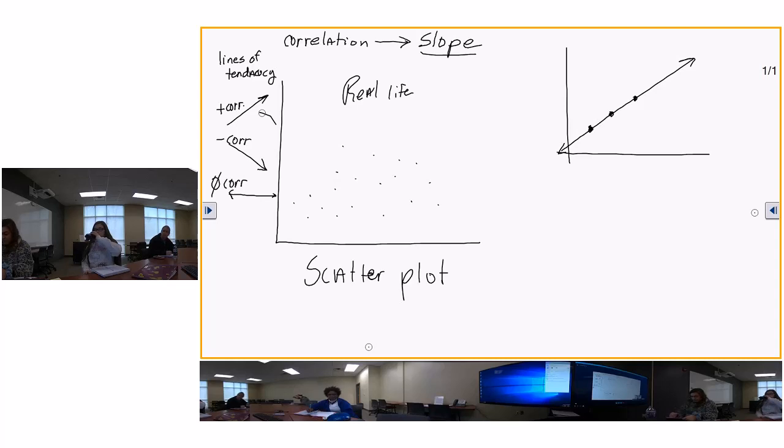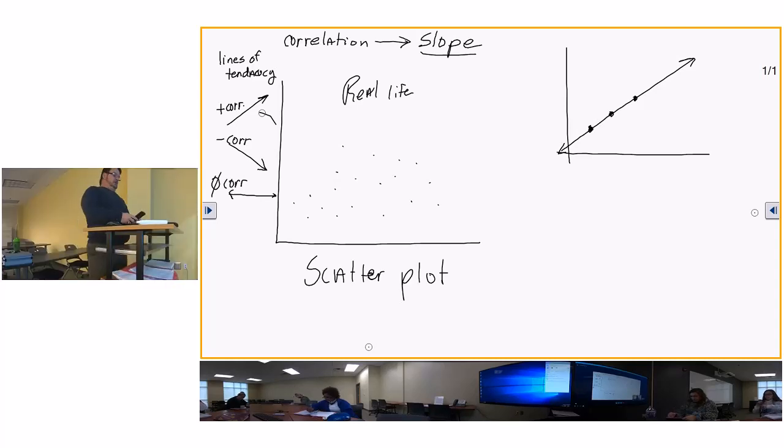Can anybody tell me what the general form of a line is? Do you mean like the formula for it? Say again, I didn't hear. You mean the formula for this? Yes, what is the formula? Well, no, not the formula. What is the general form of a line? I'll put this down here.